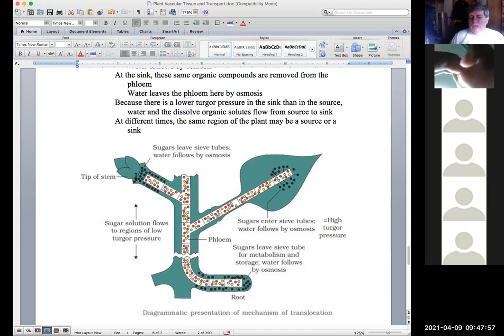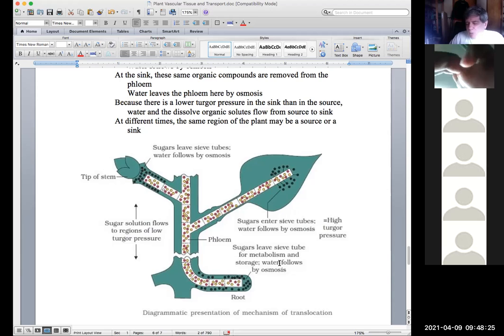Sucrose is being moved out of the phloem by active transport at the sink. But the water is following along passively in both cases by osmosis. So we have water entering the phloem here. We have it leaving over here at the stem tip and down here at the root. So this means there's a lot of water in this part of the phloem, not so much over by the stem tip or the root.